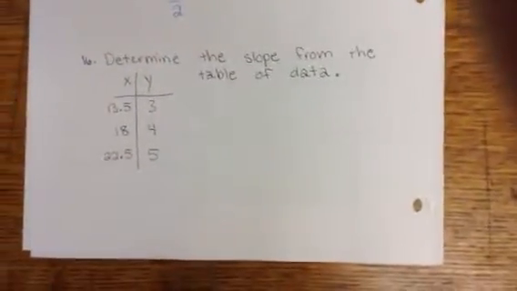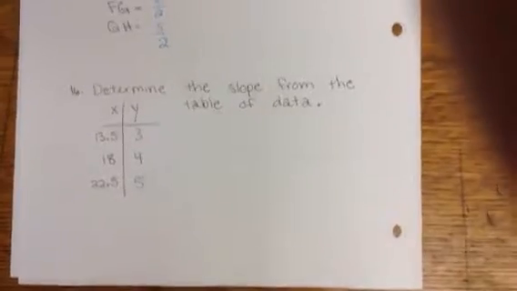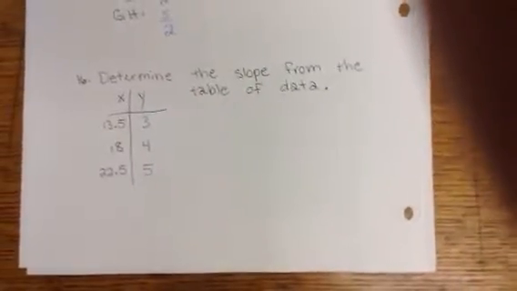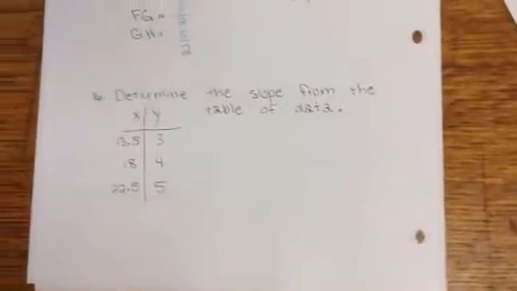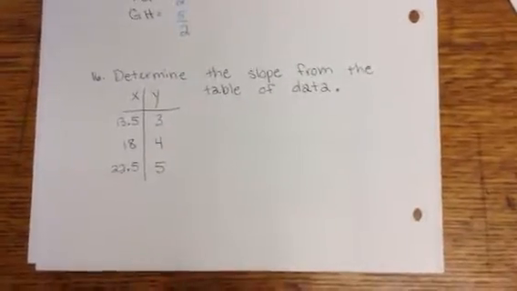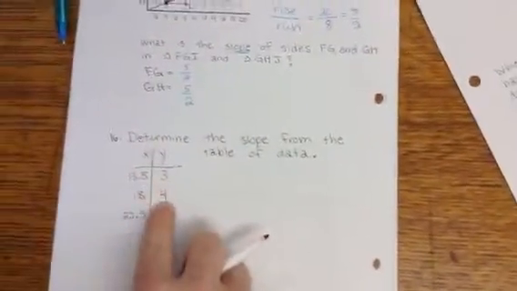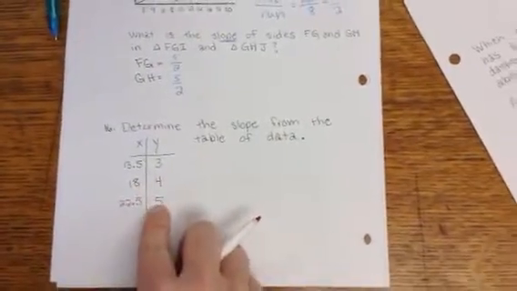Number 16 says determine the slope from the table of data. So whenever I am looking at a table, the first thing that I would check is the constant. So y divided by x, y divided by x, and y divided by x. For this table, it does not have a constant.